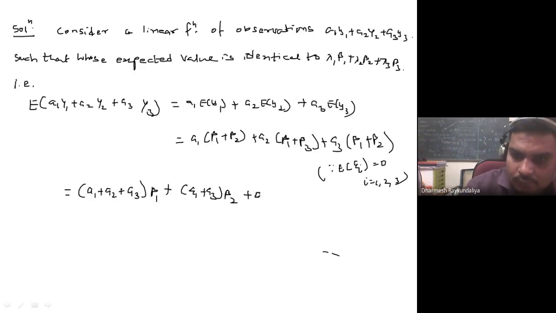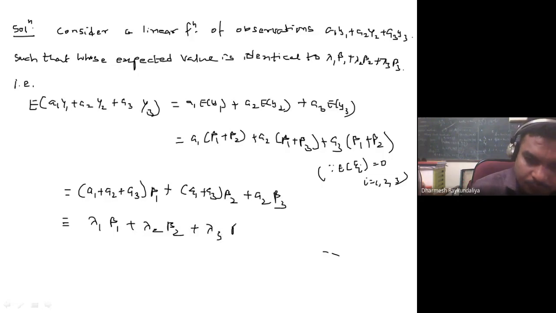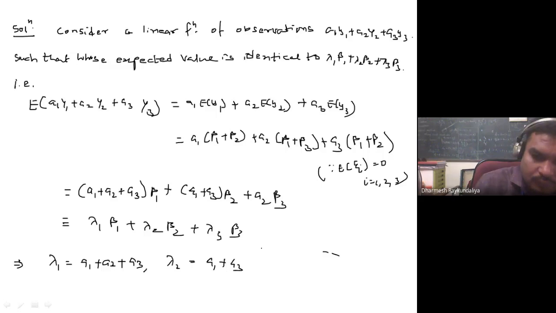So that is how A2, sorry, not A3, what is the coefficient with beta 3? A2. So A2 beta 3. But this expected value is identically equal to lambda 1 beta 1 plus lambda 2 beta 2 plus lambda 3 beta 3. So if you compare that, we will get lambda 1 equal to A1 plus A2 plus A3, lambda 2 equal to A1 plus A3, and lambda 3 equal to A2.